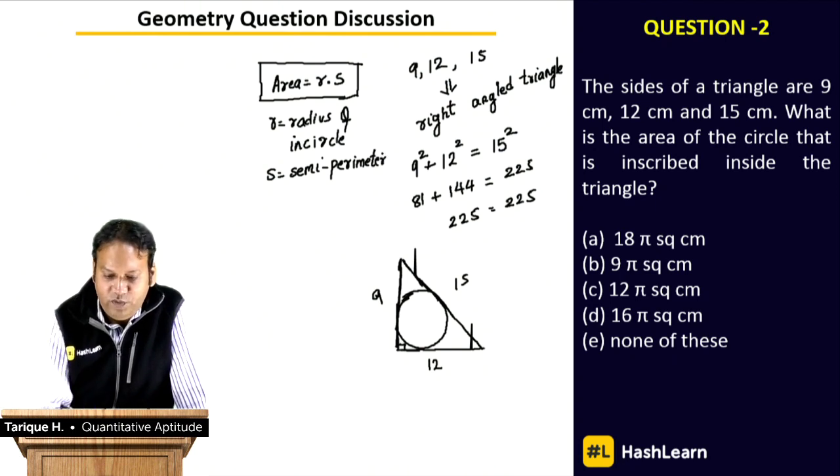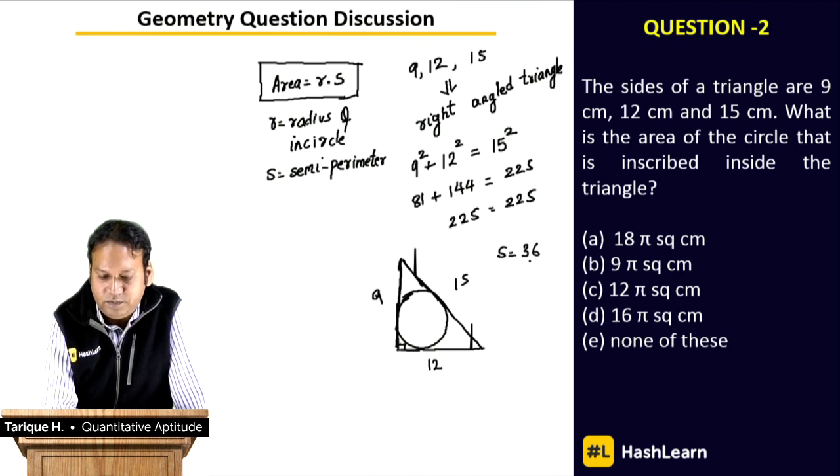So let's first see, do we know the semi perimeter in this question? The semi perimeter is 9 plus 12 plus 15. That's equal to how much? 36. And divide by 2, the semi perimeter is 18. So we know the semi perimeter.